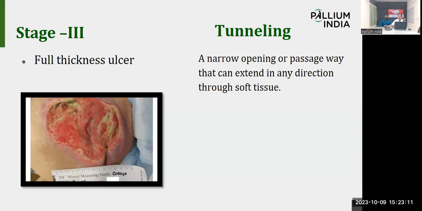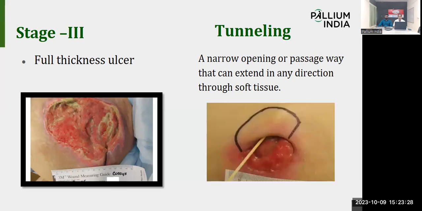So the narrow opening or a passage that can extend into any direction through soft tissue is called tunneling, right? This you have to remember whenever you see a third stage ulcer. You should look for the tunneling, right? See, a stick is there. You have to check how much depth the tunneling is.